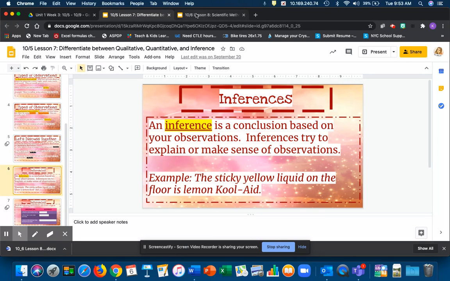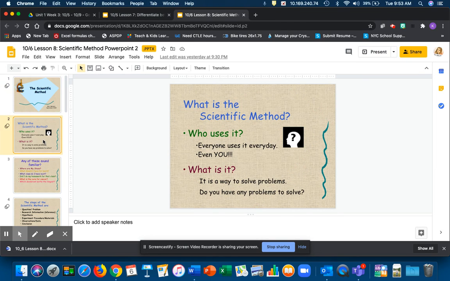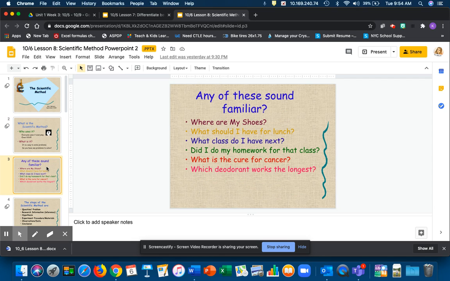Now let's go into today's lesson, which is the scientific method. So what is the scientific method? Who uses it? Everyone uses it every day, even you. What is it? It is a way to solve problems. Do you have any problems to solve? Of course we do. Everyone has a problem to solve.